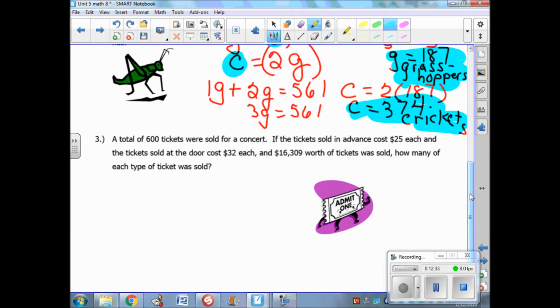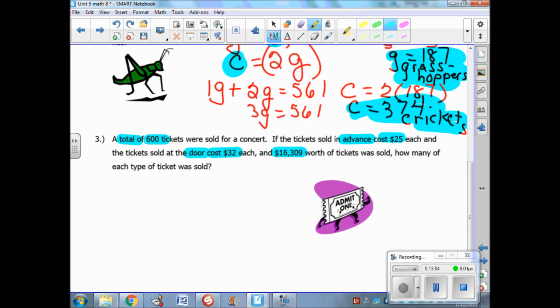Now let's do the last one. It says a total, let's underline those keywords. Total of 600 tickets were sold for a concert. If the tickets sold in advance were $25 each, and the tickets sold at the door were $32 each, and $16,309 worth of tickets were sold, how many of each type were sold?